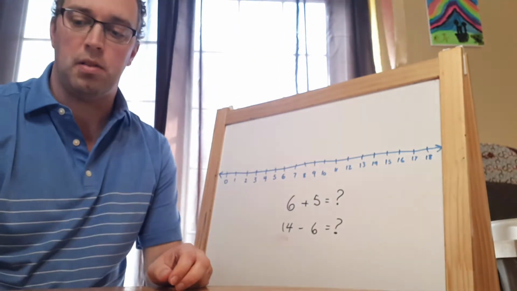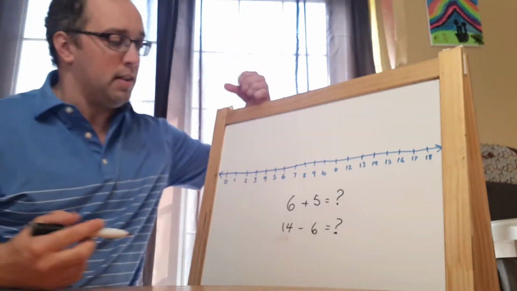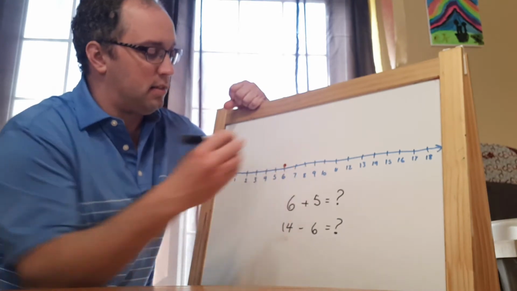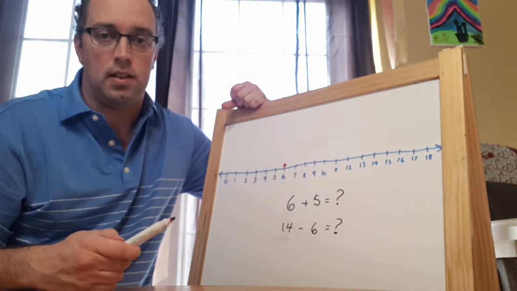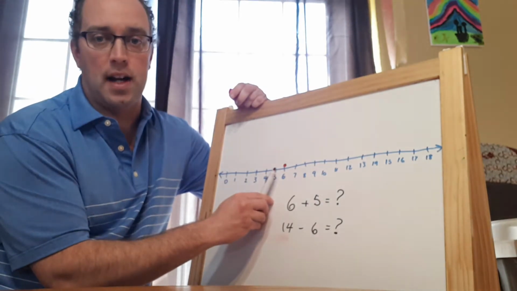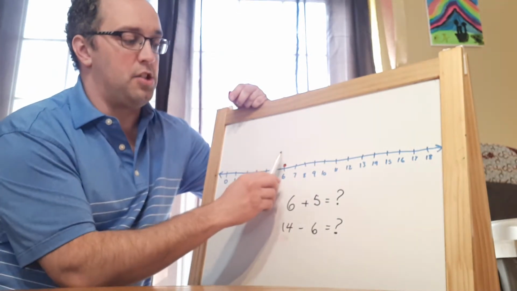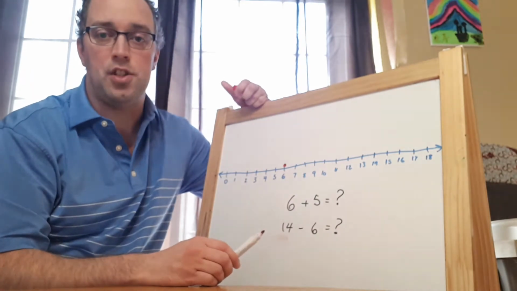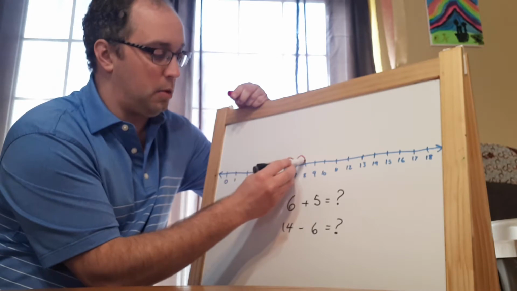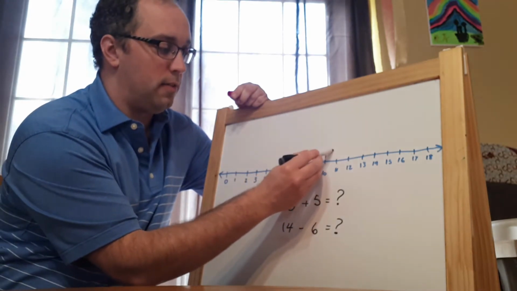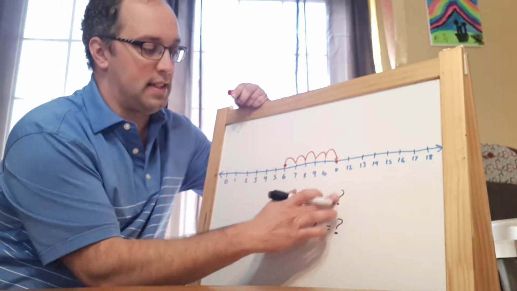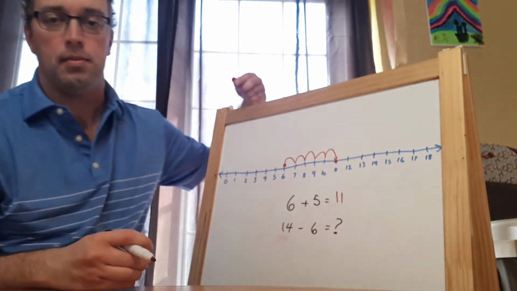So to use the number line properly, we want to start at the largest number. So that's 6. So I'm going to start here, and I'm going to add on 5 more. I'm not counting 6 as one of those 5s. I'm counting my jumps. I'm counting 5 jumps or hops. So it'll look like this. 1, 2, 3, 4, 5. Where I end up is my answer. So the answer is 11.